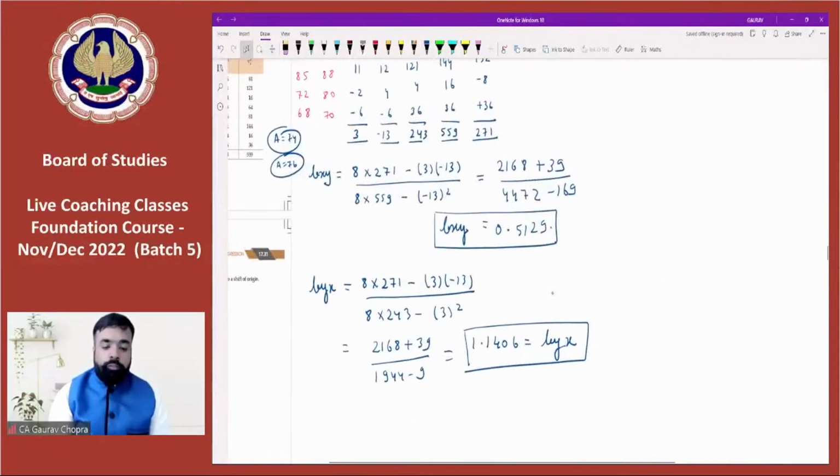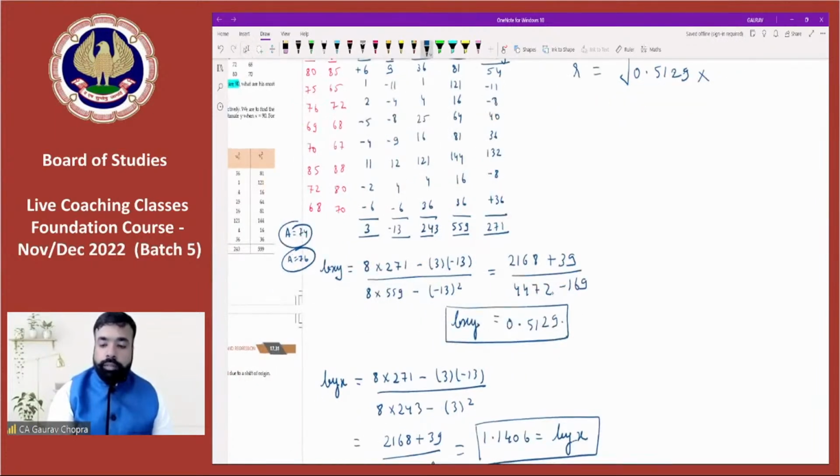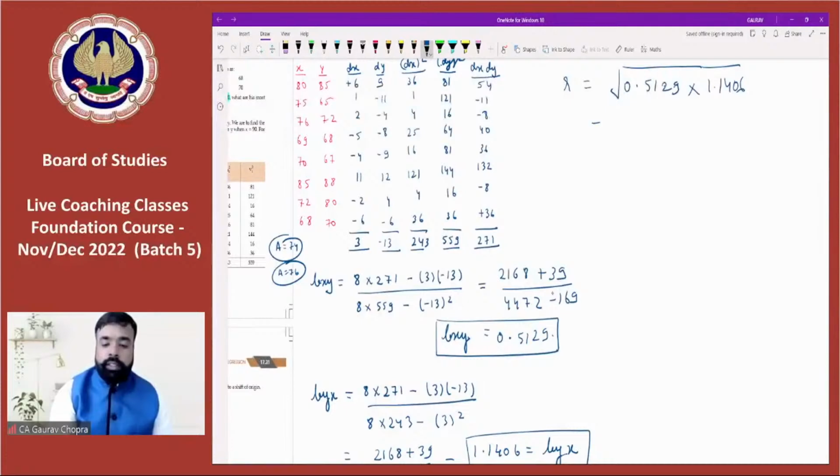Now, if we have to calculate r, then what can be done? Root of 0.5129 multiplied by 1.1406. You can solve this and get the result. What will be r? Multiply and take the square root. Just simple multiplication.